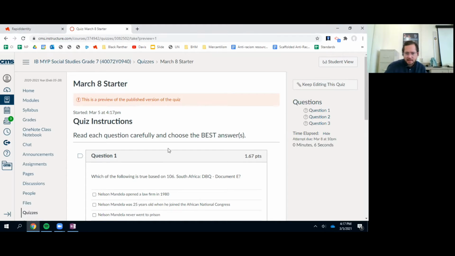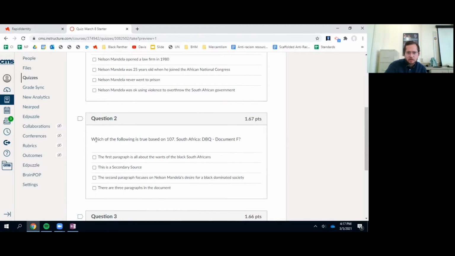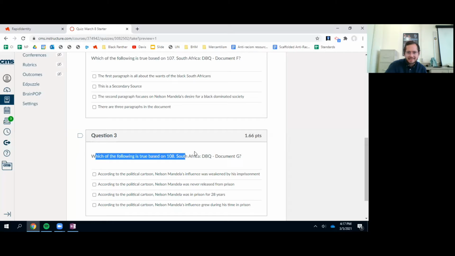As we're looking at this starter, which of the following is true based on 106 DBQ, which is document E? So double check, look at those. Okay, and then take a look at question 2, which of the following is true based on 107, which is document F. And then lastly, which of the following is true based on 108, which is document G. Okay, please complete that now. I will give you a couple minutes.